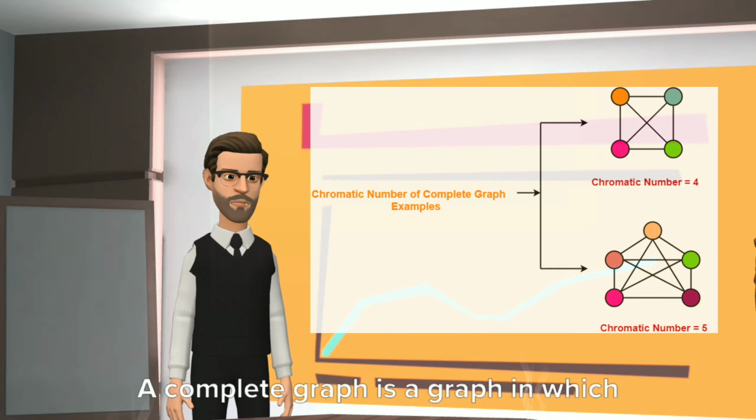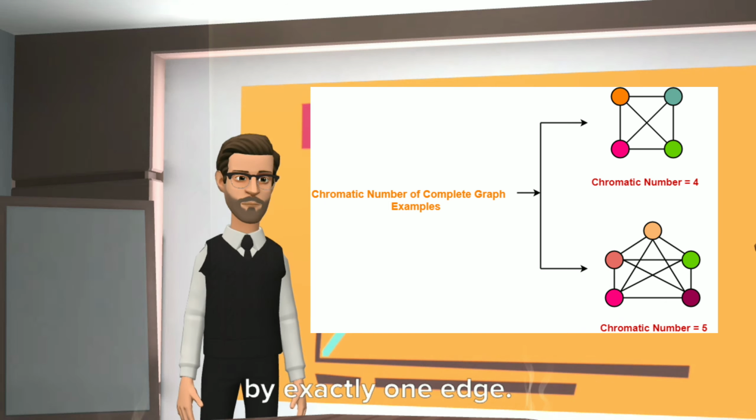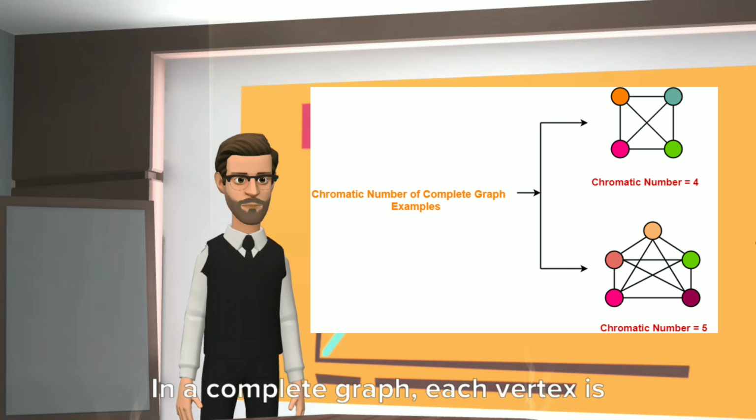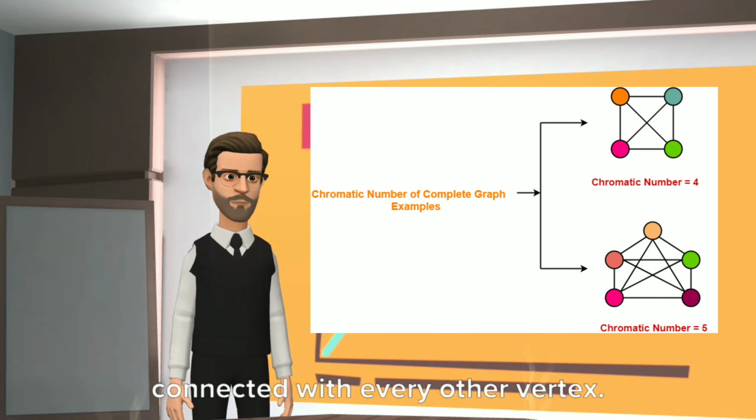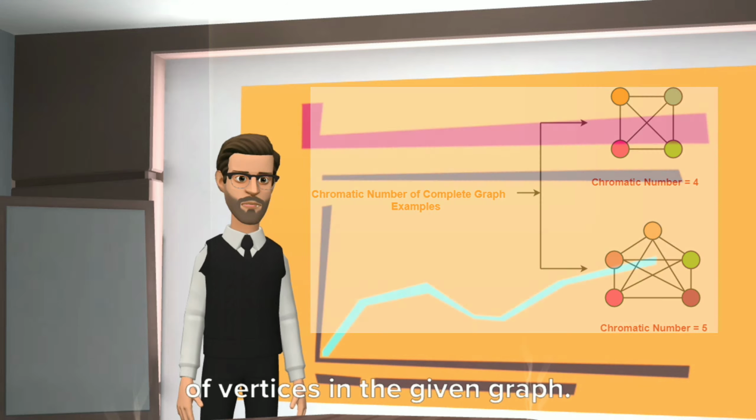A complete graph is a graph in which every two distinct vertices are joined by exactly one edge. In a complete graph, each vertex is connected with every other vertex. So to properly color it, as many different colors are needed as there are number of vertices in the given graph.